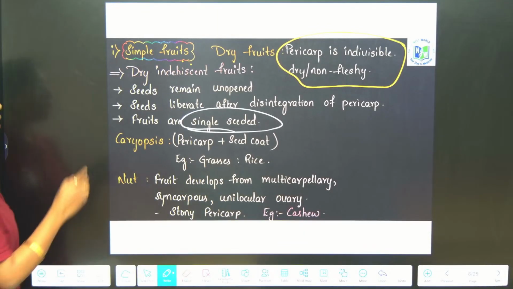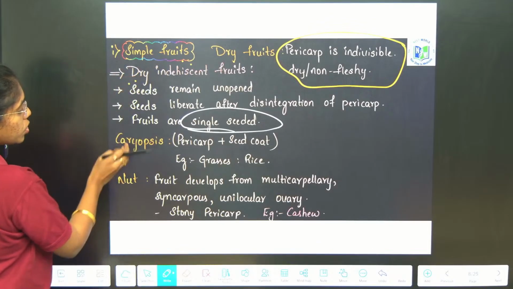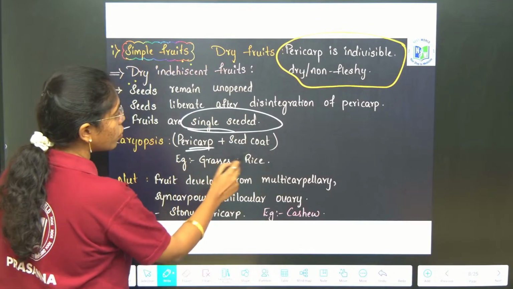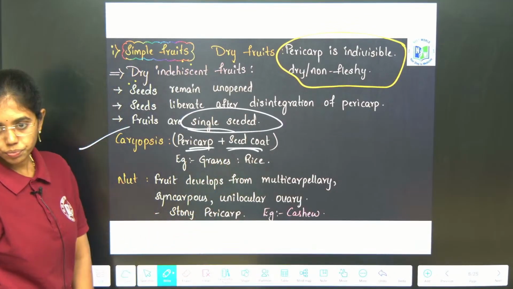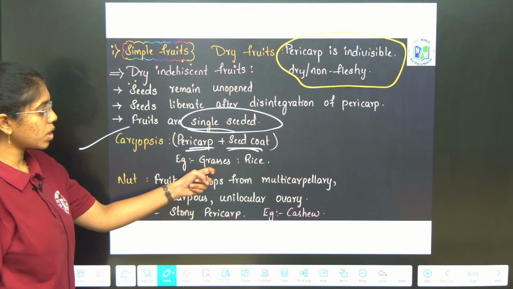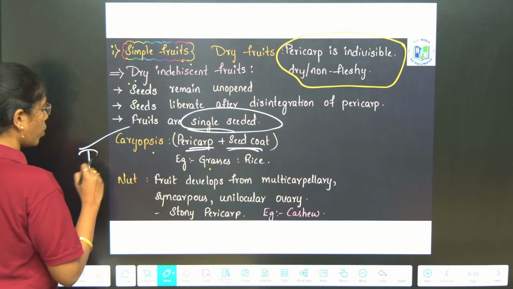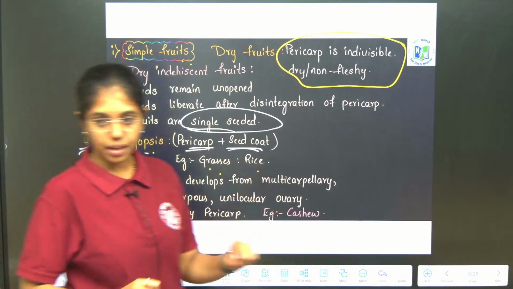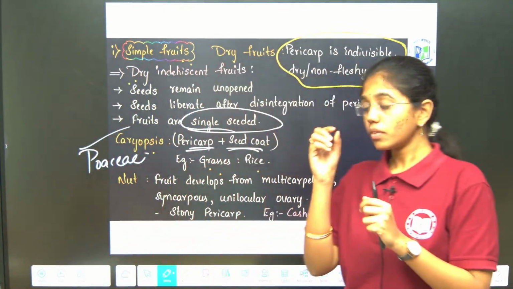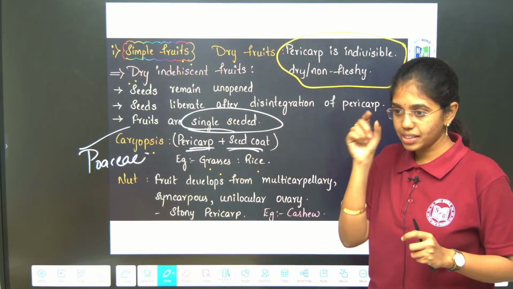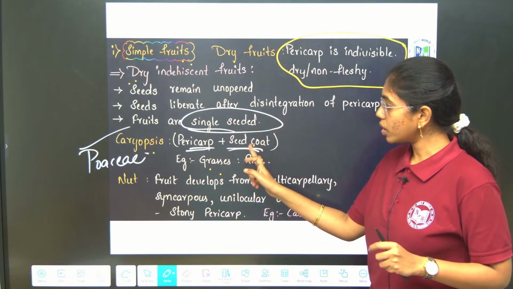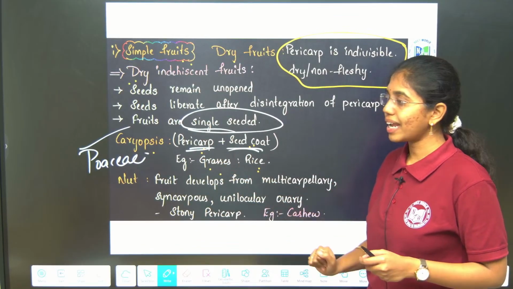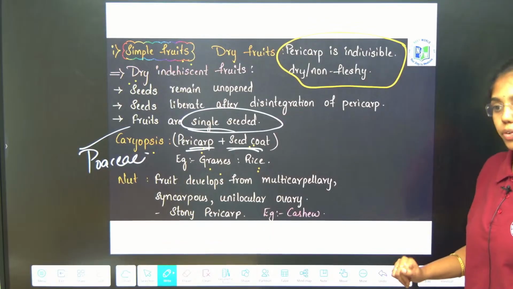In dry indehiscent fruits we have many types. First is Caryopsis, wherein the pericarp, that is the fruit wall, and the seed coat are fused. This is observed especially in Poaceae members, grasses and rice. In rice, the husk and rice grain are fused. The seed coat is fused with the fruit wall, the pericarp. Wheat also.